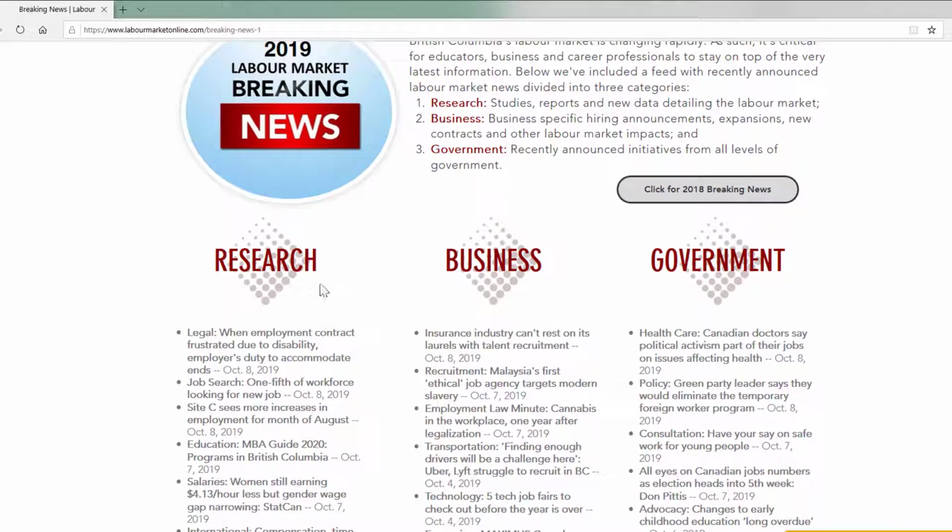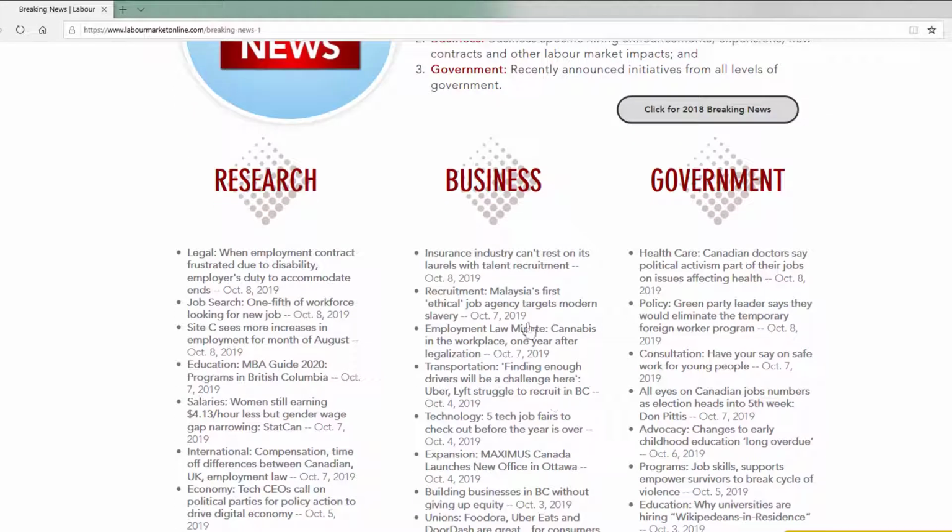And so we've divided it up into research information that is about reports and studies and new information, business information, companies that are hiring, changing what they're doing, new recruitment practices, things like that, and government. So whether it's the federal government, the provincial government, local government, when they're enacting new policies, changing what they're doing, introducing new programs, we catalog it all here. And so what we have here is links to all sorts of different resources that people can immediately click on.